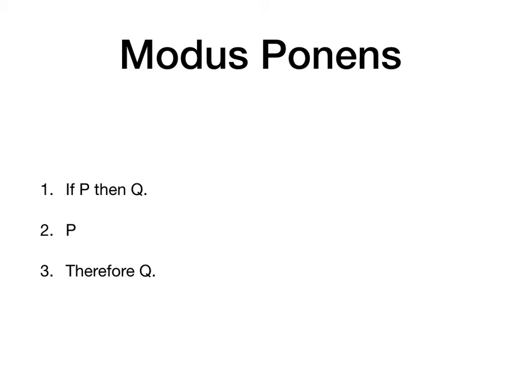Now, one valid form of argument, and a very important valid form of argument that uses a conditional, is so-called modus ponens. If P, then Q, P, therefore Q. Now look, they always use Latin jargon in talking about these arguments. I have no idea what the Latin jargon means.